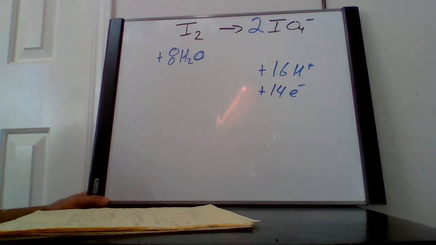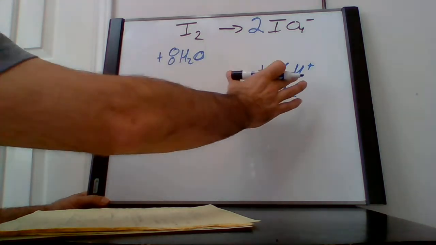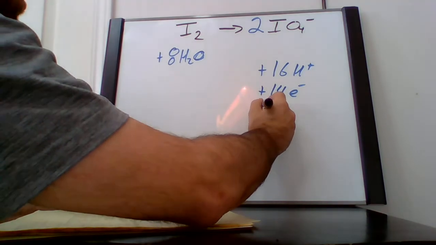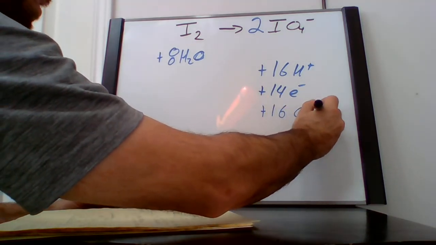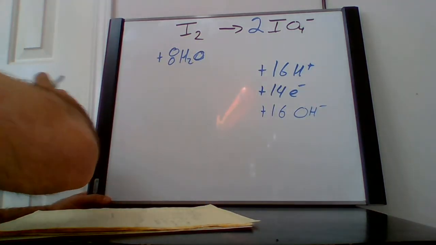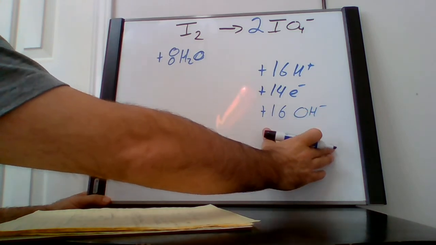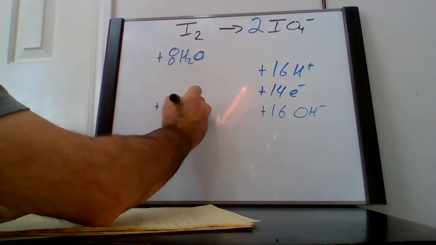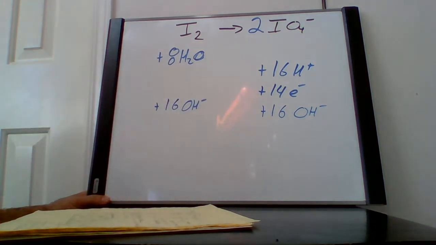Okay, so since we're told it's basic conditions, we got to add that 5th step, and that is adding in hydroxides to cancel out any hydrogens. Well, I have 16 H plus on this side, so I need to add in 16 OH minus. If I only did it to the one side, I would ruin all my balancing, so I'm going to add in 16 OH minus to this side.